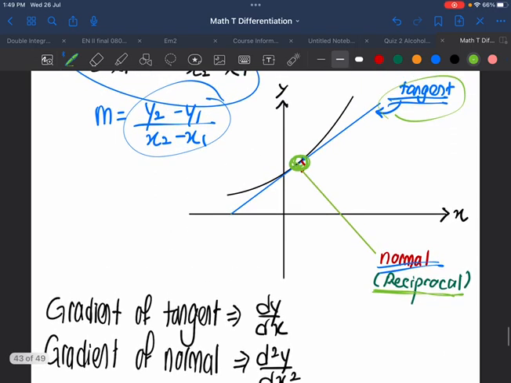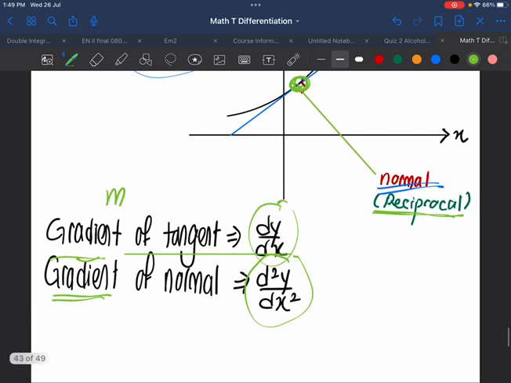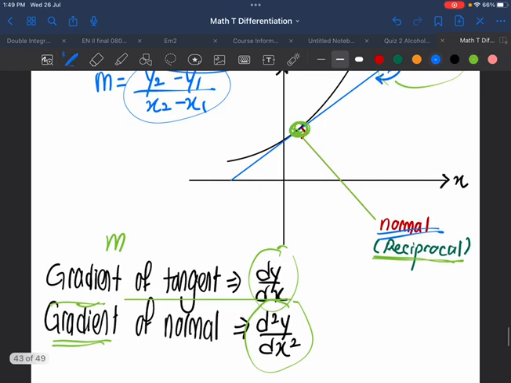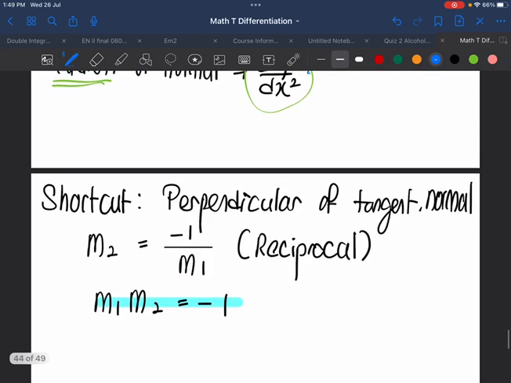As you can see, the gradient of tangent is only touching a random point on the curve, a specific point I can say, so it's dy/dx. The gradient of normal is actually d²y/dx², here is the gradient, or what we know as m. But I would like to tell you, d²y/dx² is a second derivative, and if you do the second derivative, it will take a lot of time. So I suggest you use the shortcut, where the tangent and normal are perpendicular.